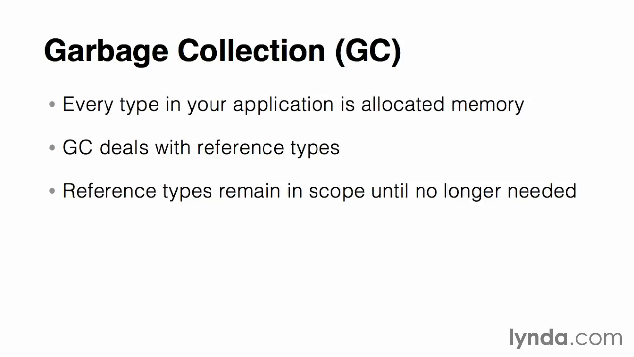But reference types may remain in scope even though an application function no longer needs that object. There may still be another reference to it somewhere else in the application. So they will continue to occupy memory on the heap as long as they are in scope.